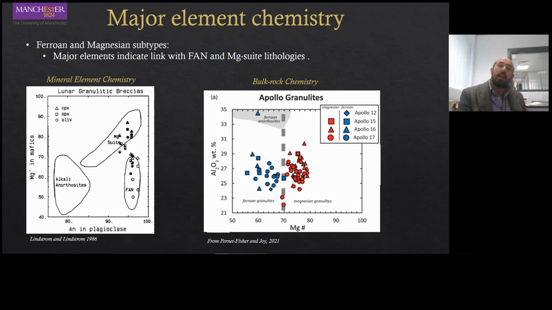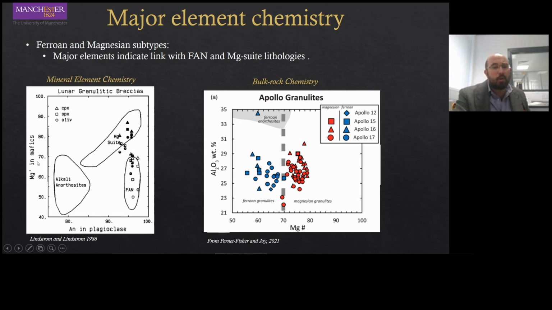Traditionally, you'll often see granulites referred to as ferroan or magnesian. And this stems back to some of the first reported data from granulites that were mostly major element chemistry. These, particularly in the early literature, have been used to argue whether they have more of a crustal anorthositic affinity, or if they perhaps represent some sort of impact clastic rock that has more of a derivation from MG suite type lithologies.